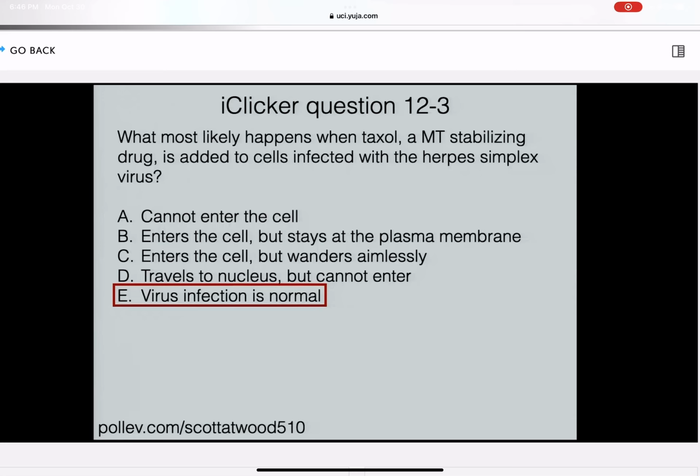Okay? Yes? If it was destabilizing the microtubules, would that then be C? Well, if it's destabilized the microtubules, you don't have a highway system. Like completely, you're going to assume that. Yeah, no highway system, right? No way for the capsid to move around. So would it just stay in the.